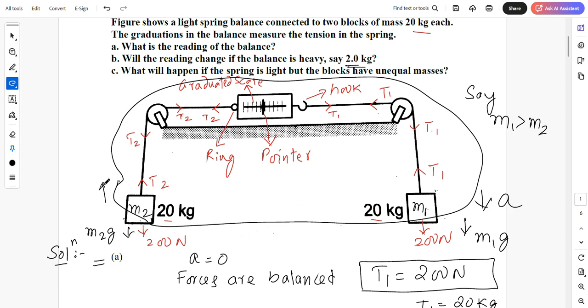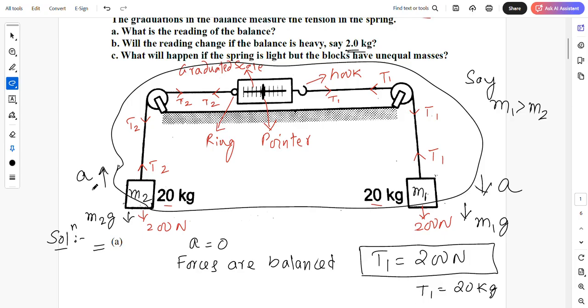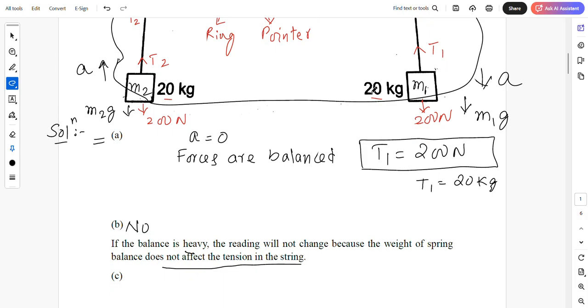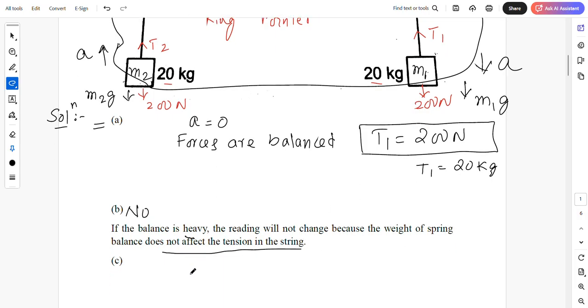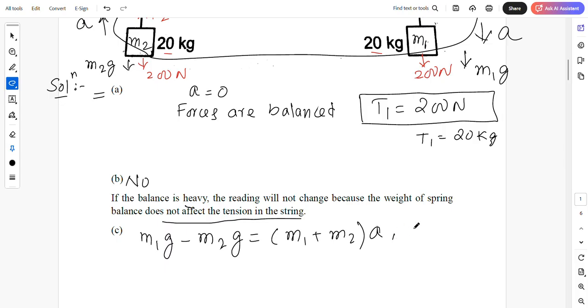Let us use the system boundary technique once again to calculate acceleration. This is the pulling side: m1 g minus the resisting side, m2 g, is equal to total mass into acceleration, that is m1 plus m2 into a. Now calculate acceleration. Acceleration is equal to how much? Directly I can write m1 minus m2 into g divided by m1 plus m2.